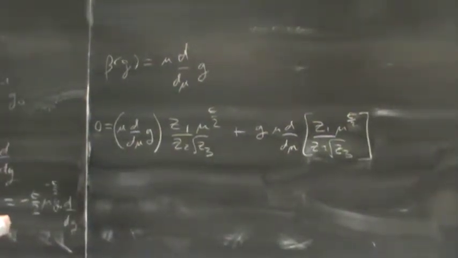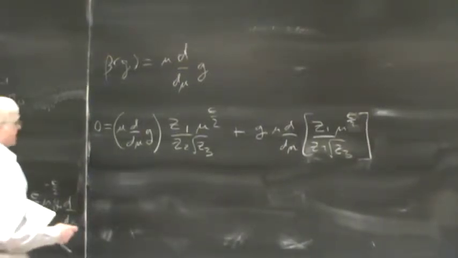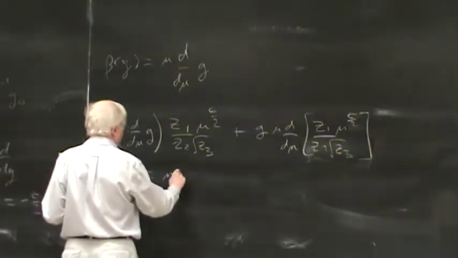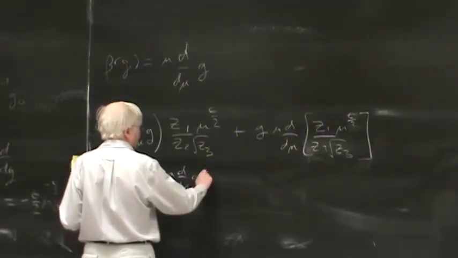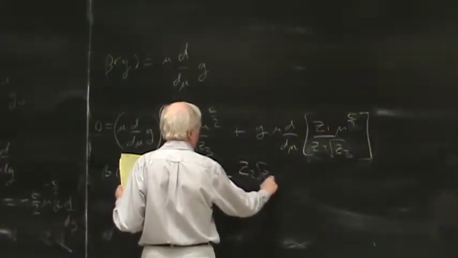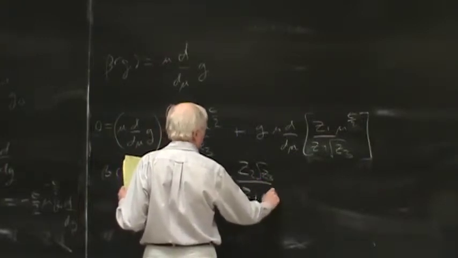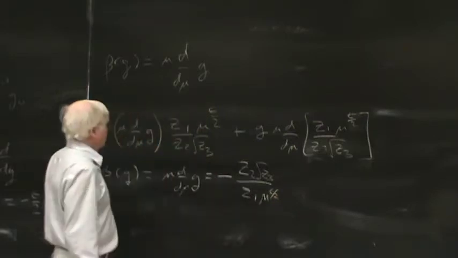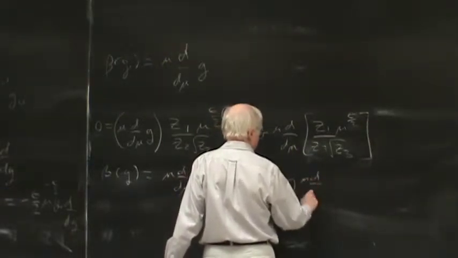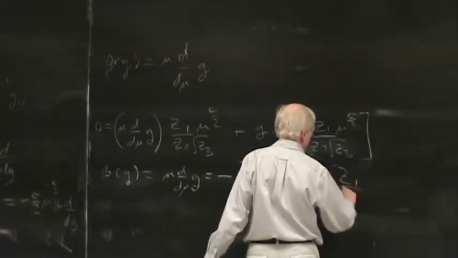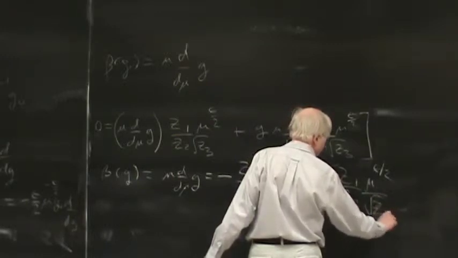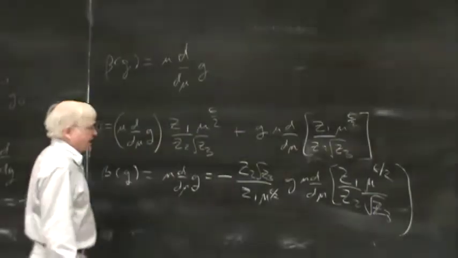I'm just a little concerned here. Okay, so what we have is beta of G, which is equal to mu d/d mu of G, is then equal to minus, and if I write everything down, even though I'm going to cancel a lot of this stuff, so I'm dividing by that minus sign, and then what we have is G mu d/d mu of all this, Z1 over Z2 mu to the epsilon over 2 square root of Z3.